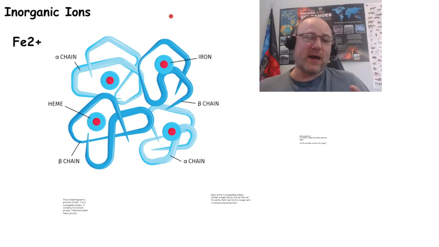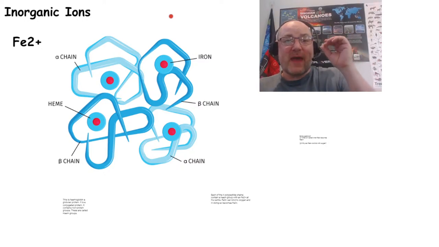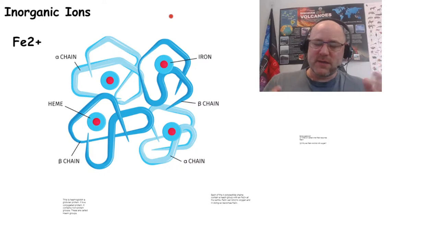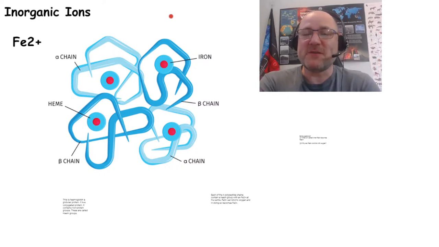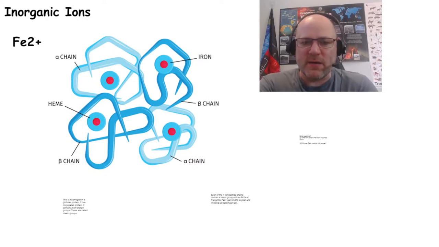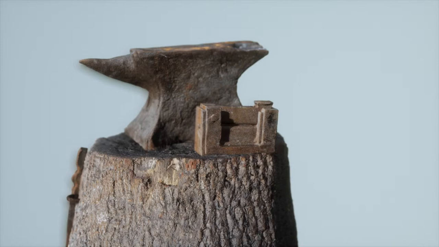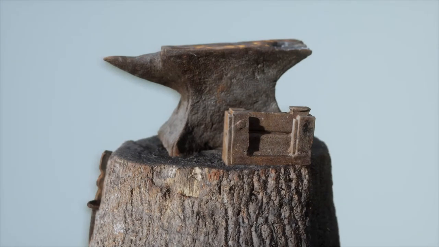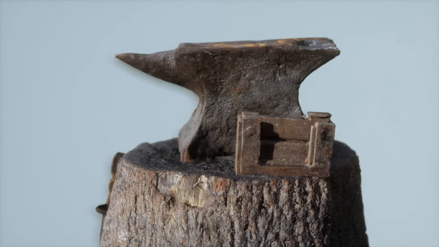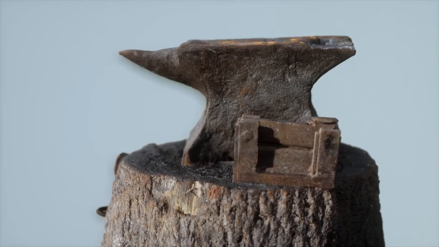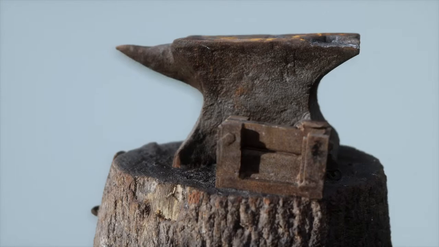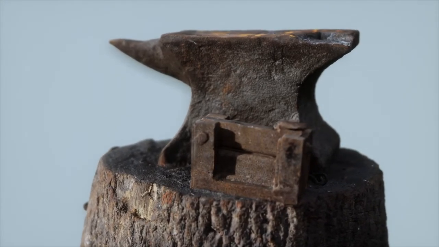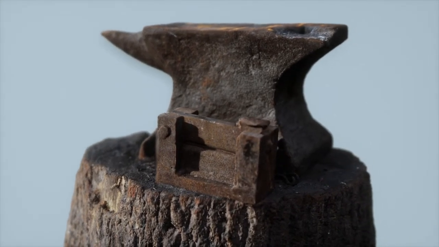The first one we're going to look at is Fe2+ ions. Fe2+ inorganic ions. So, where do we find iron in our body? Well, of course, that's a piece of the metal iron here. That's an anvil, an ancient anvil, something people used to make swords and shields with. And that's made out of solid iron. You can see it's got a bit red-brown, it's rusted a bit.